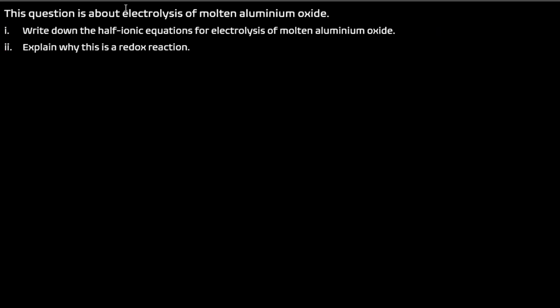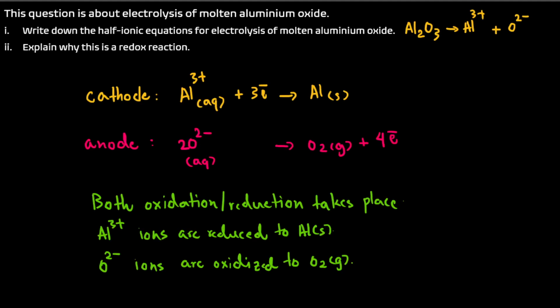Alright, now take your time to read this question and write down the half-ionic equations at cathode and anode and explain why this is a redox reaction. Pause the video now to write the answer yourself and then check with my answer. Alright, so I hope that you get the same answer as mine. So, for explaining why this is a redox reaction, it is because both oxidation and reduction are taking place at the same time. Al3+ ions are reduced to Al solid, and O2- ions are oxidized to oxygen gas.